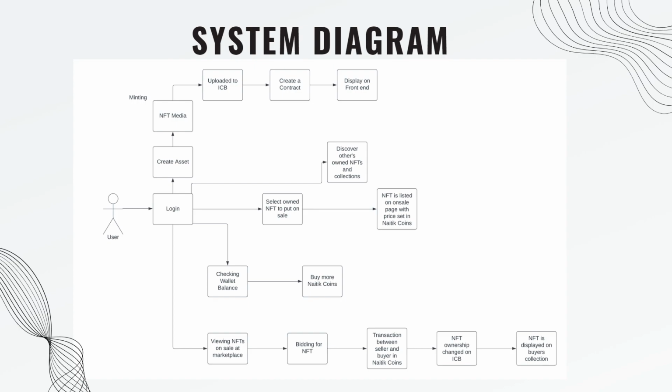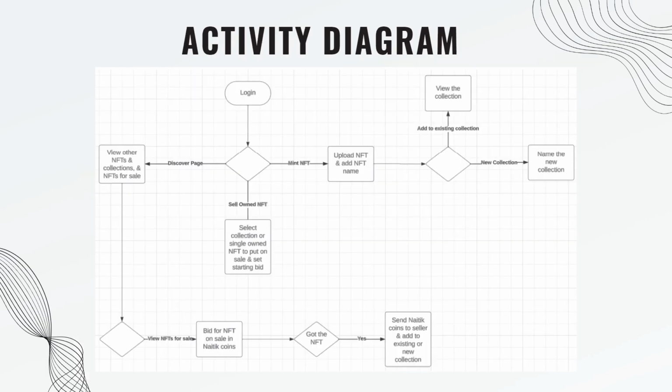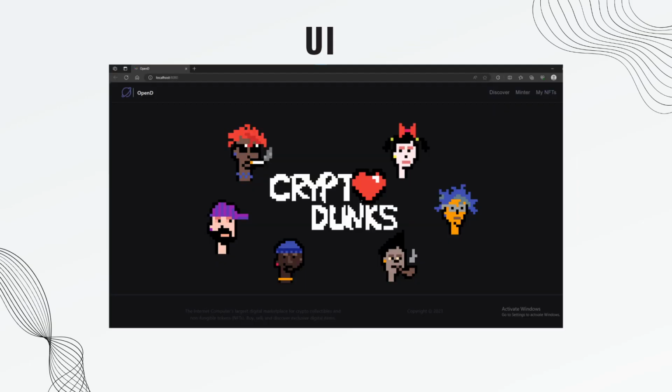This is a system diagram. I think this will be pretty good if I explain it while showing my project, while implementing my project to you guys. And then we have the activity diagram, which again I'll show to you on my project. And then this is the basic UI.